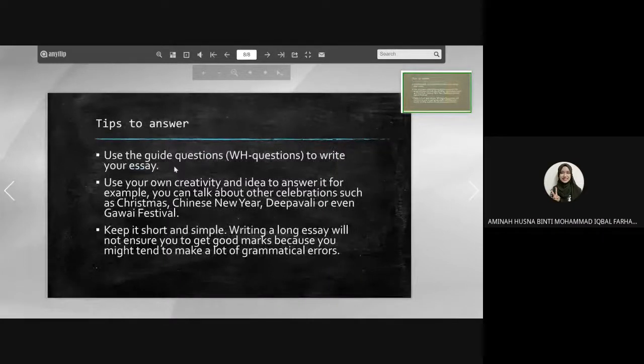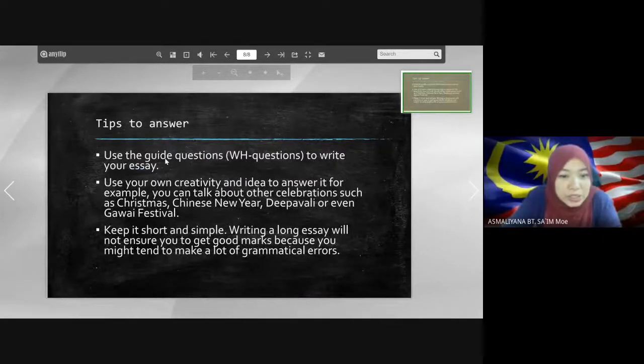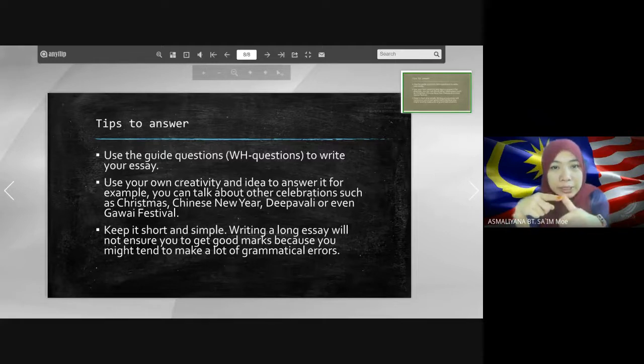No, teacher. Tips to answer: use the guide questions. Okay, use your own creativity. Ini penting. Use your own creativity. Ingat tak tadi, sebelum ni cikgu play video, dia kata gunakan apa? Gunakan compound atau complex sentences. Okay, tulis simple sentences tu language, fall under language.